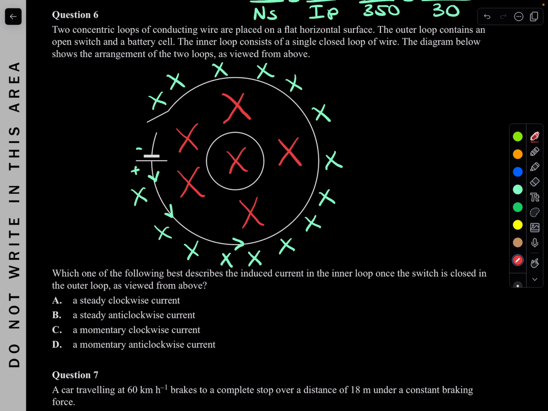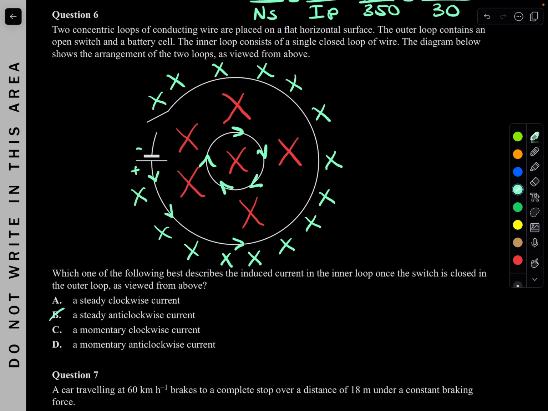And so to know the direction of the induced current, you just use the right hand grip rule and put your thumb where the X's are, where the magnetic field is going. Putting your fingers right there, you can see that the current should be turning clockwise. So there should be some induced current turning clockwise here. So which of the following best describes the induced current in the inner loop once the switch is closed? As shown from above, it should be clockwise.